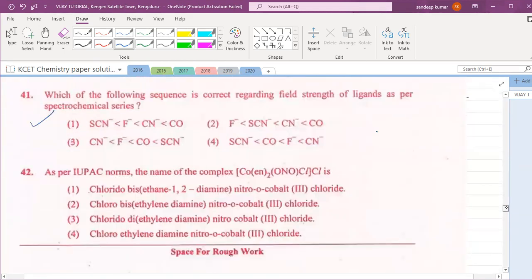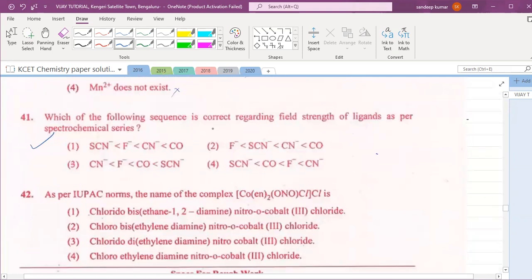Question number 41, 42. Which is the correct sequence regarding the field strength? The correct sequence is SCN minus, then fluorine, then CN minus, then CO. For 41, this is the correct option: SCN minus is less than F minus, less than CN minus, less than CO.